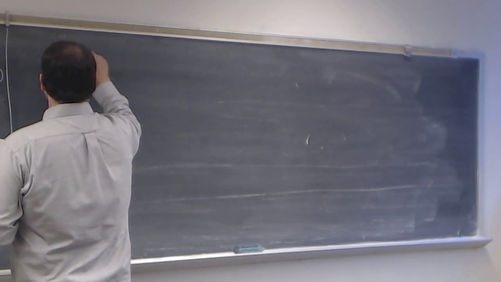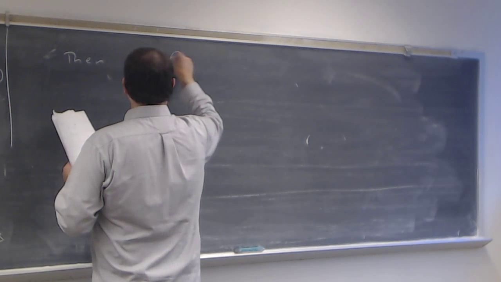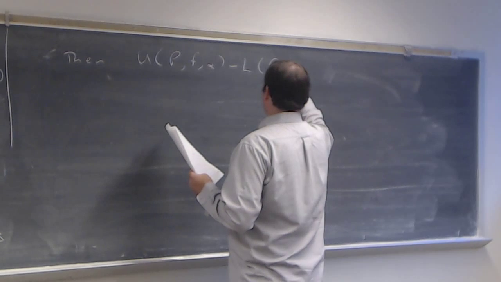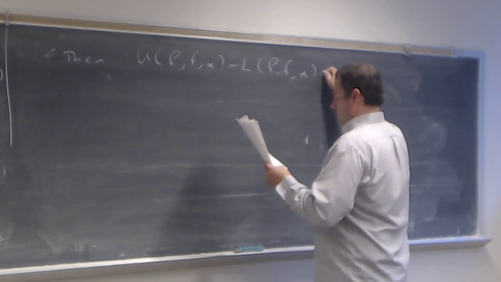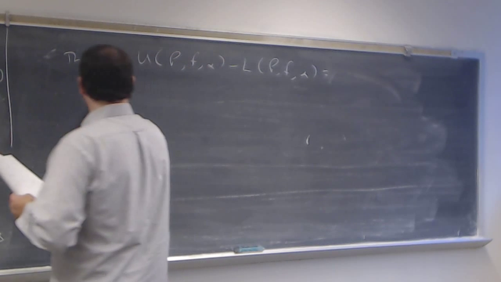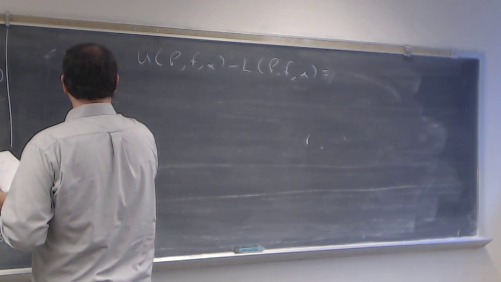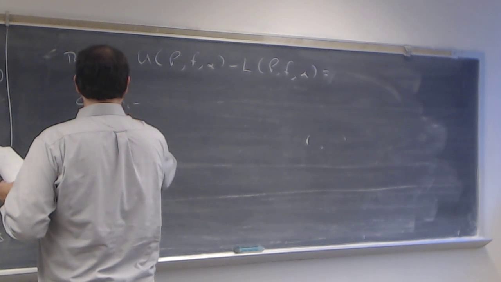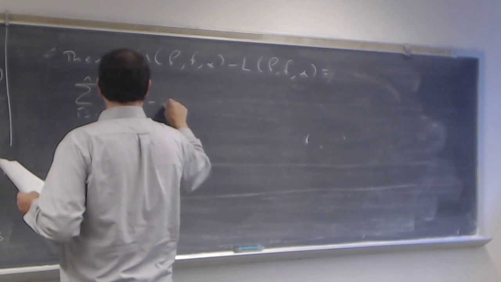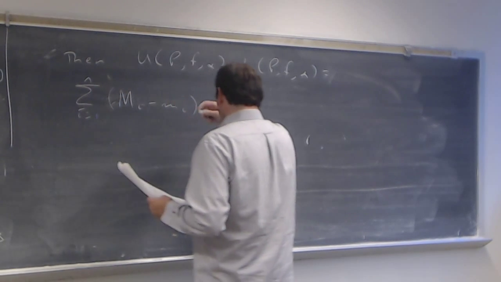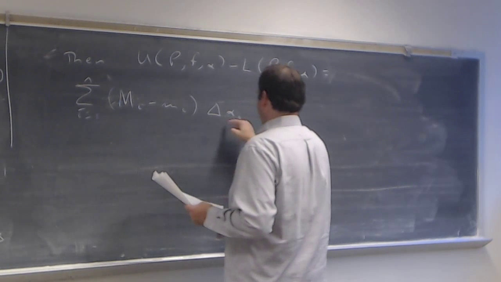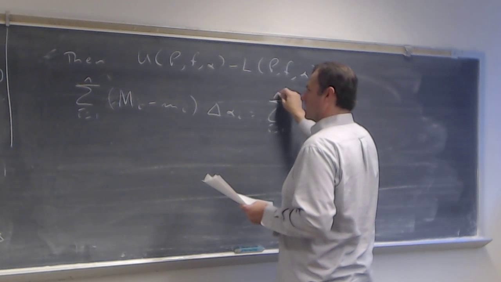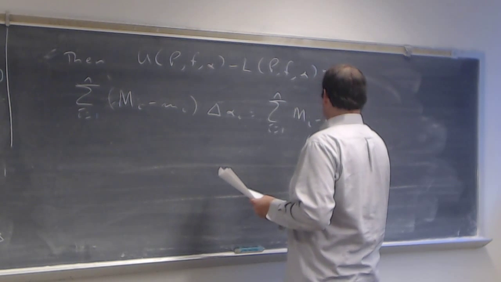Then what we have is the upper sum minus the lower sum, for this partition we formed, will be equal to the sum as I runs from 1 to n of big M sub I minus little m sub I, times delta alpha sub I. But we have an answer for this. This is equal to the sum as I runs from 1 to n of big M sub I minus little m sub I.